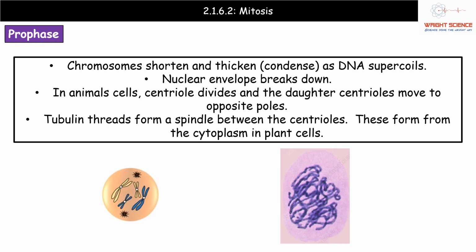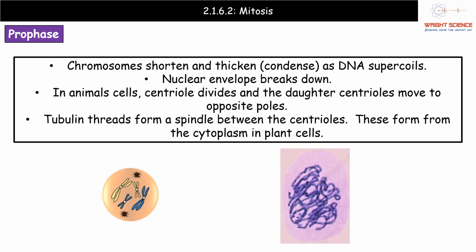If we think about prophase first of all, our first stage in mitosis, then what we will see happening here are those chromosomes are going to shorten and thicken as they condense. And this is occurring because the DNA is supercoiling. So basically we're getting this condensed DNA, which then forms those very noticeable structures in our cell of the chromosomes.